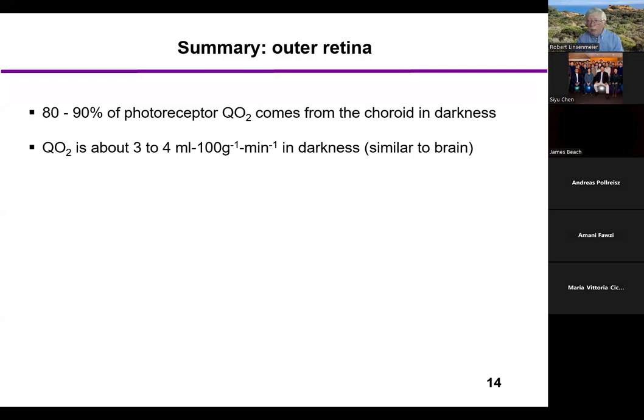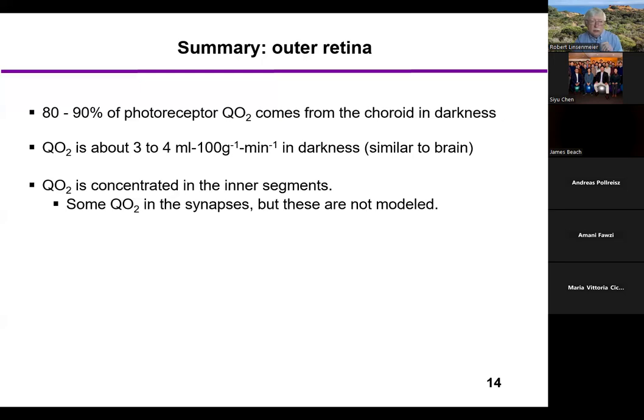That's if we take the whole outer retina and assume that the oxygen consumption is distributed over the outer retina. But of course it's not. It's confined to the inner segments. So what's unusual about the outer retina is not the total amount of oxygen it uses, but that oxygen consumption is concentrated in the inner segments. Now, there is also oxygen consumption in the photoreceptor synapses, but these are in the outer plexiform layer, which is a vascularized area. So our models don't actually account for that.